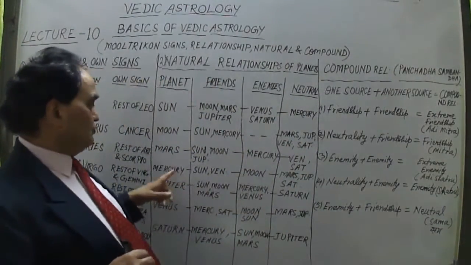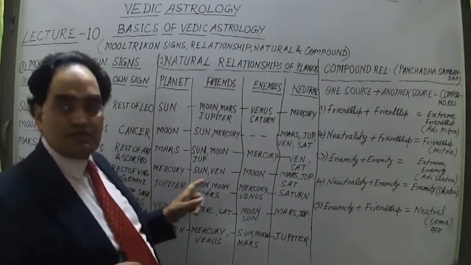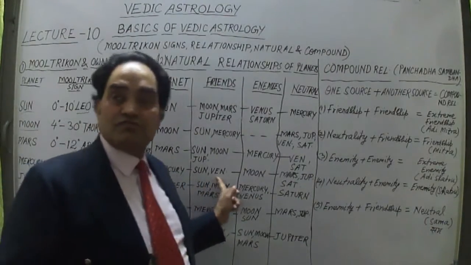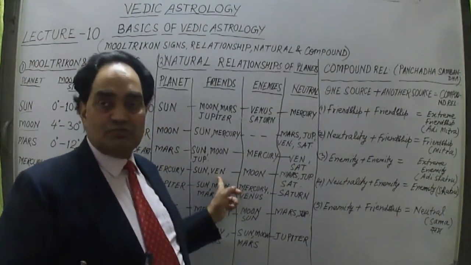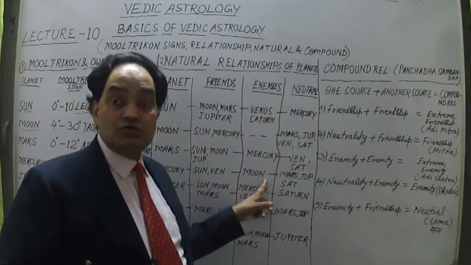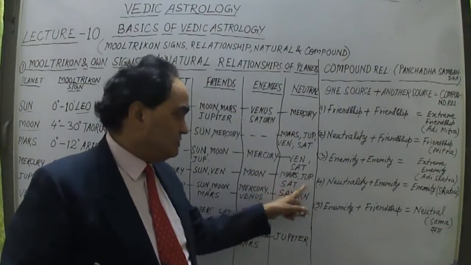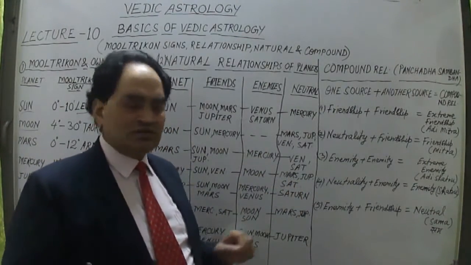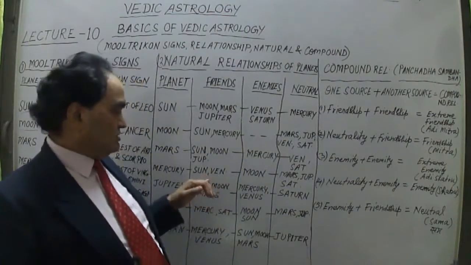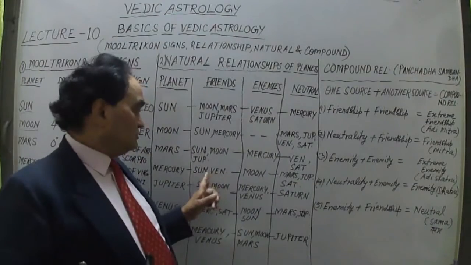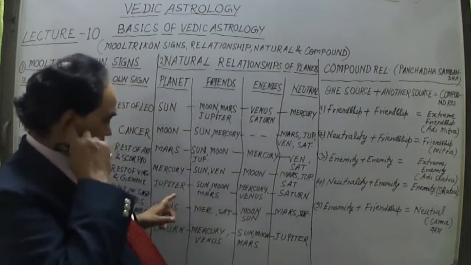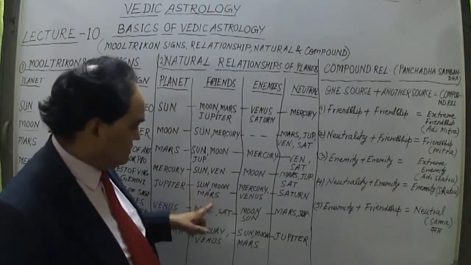Right, the important one. Now come to Mercury. For Mercury, Sun and Venus are friends. Moon is an enemy to Mercury, while Mars, Jupiter and Saturn are neutral to Mercury.